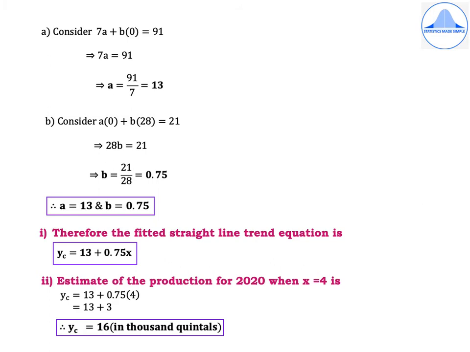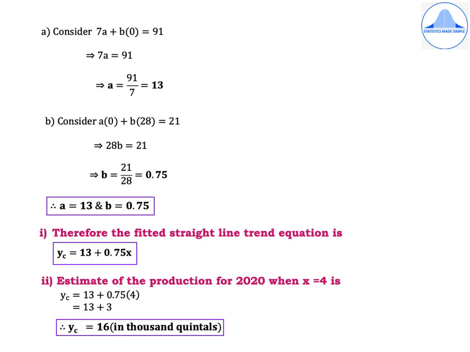Now to find out the constants a and b, we make use of the two normal equations in which we substitute the values for n as 7 and also substitute the totals, that is summation x, summation y, summation x square, and summation xy. And we get, for the first normal equation, consider 7a plus b into 0 is equal to 91, which implies 7a is equal to 91, or a is equal to 91 divided by 7, which is equal to 13.